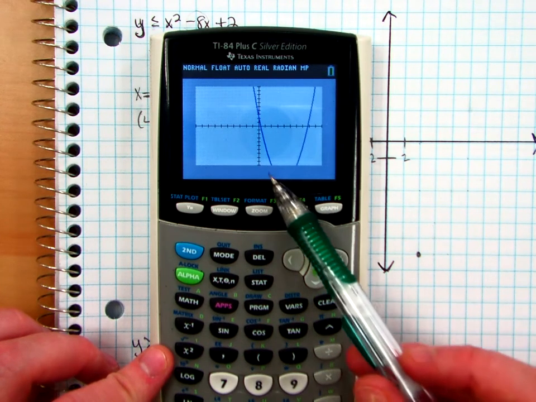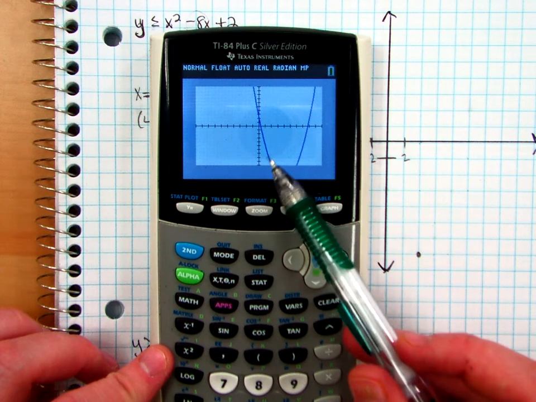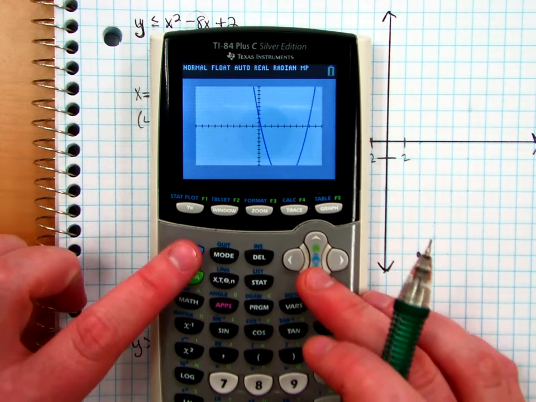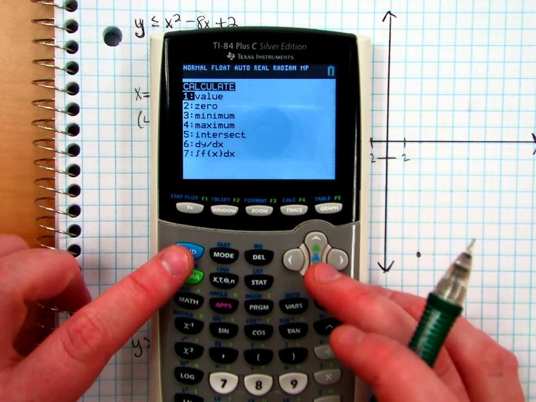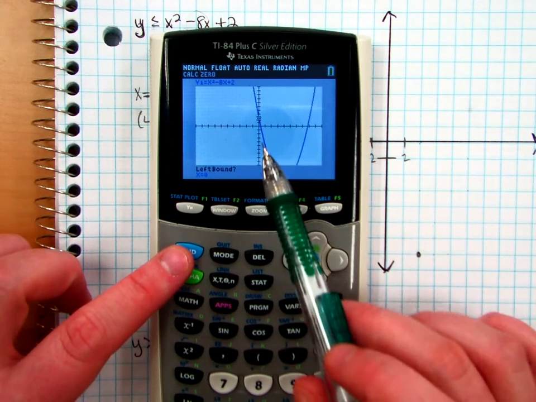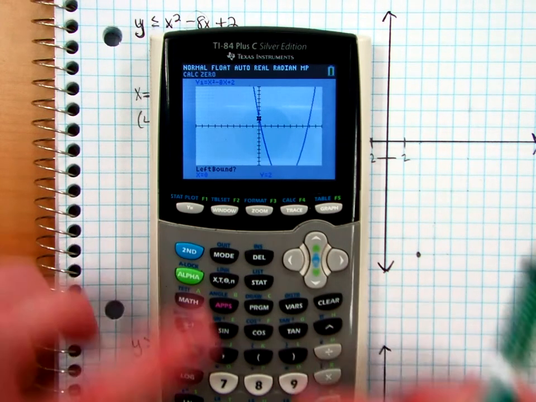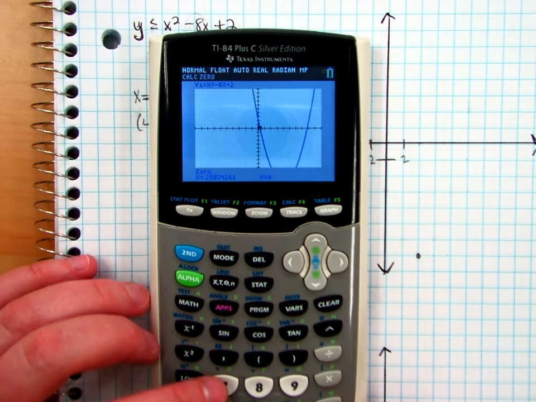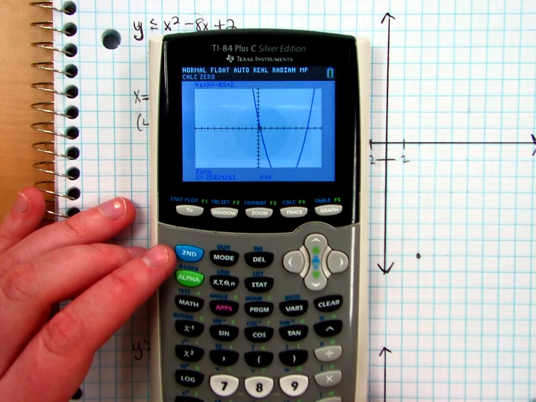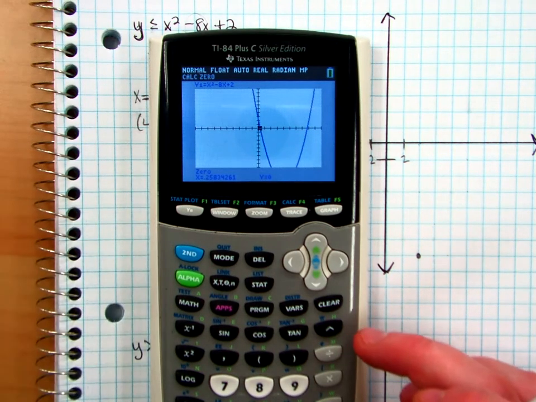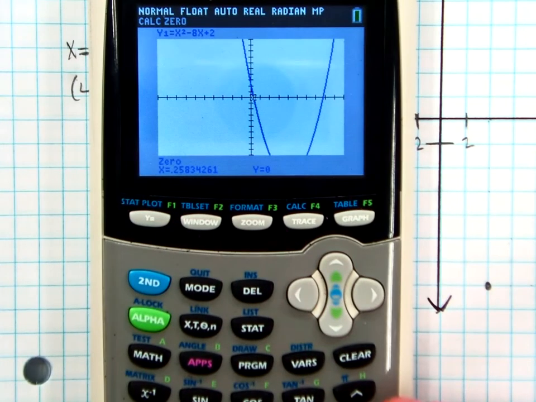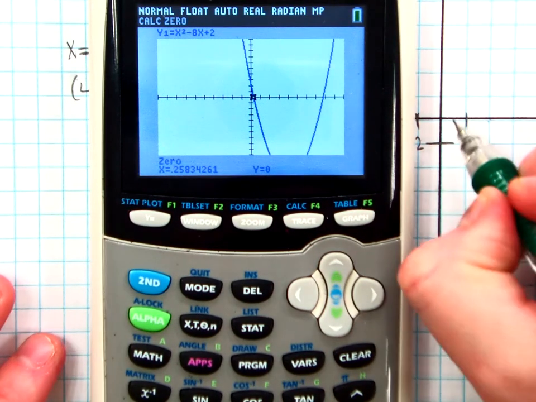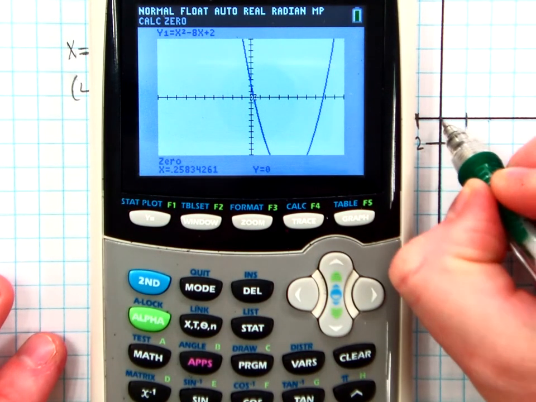I'm going to go zoom 6 to see what happens with my window. Now I don't see my vertex because my scaling only goes down to negative 10, but I'm going to calculate out my zeros here. To do that, I go second trace, calc, and choose zero. I hit negative 2, enter, then choose 2, and then guess a value, and that gives me 0.258342 and 0.